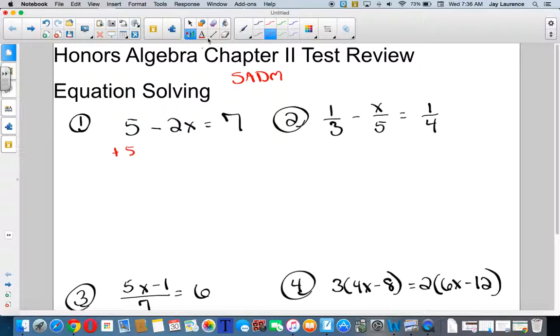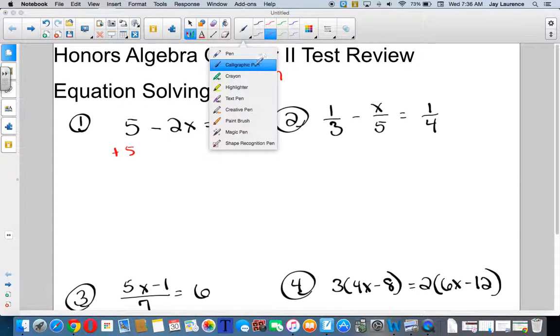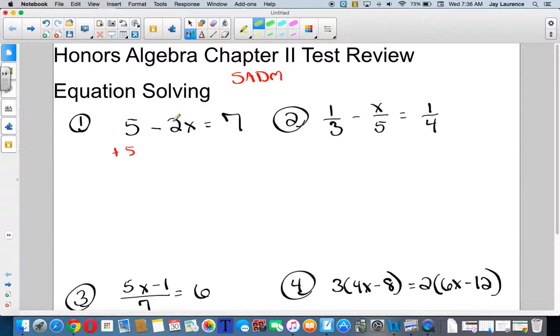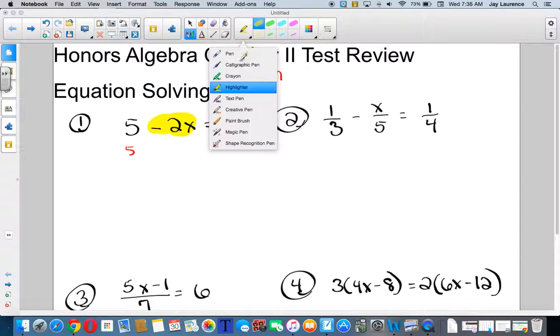Remember, this negative belongs to the 2. It does not belong to the 5. That is a positive 5 there. If you need to highlight, okay? But that's a positive 5 there. So since that's a positive 5, I'm not going to add 5 to both sides. I'm going to subtract 5 from both sides.